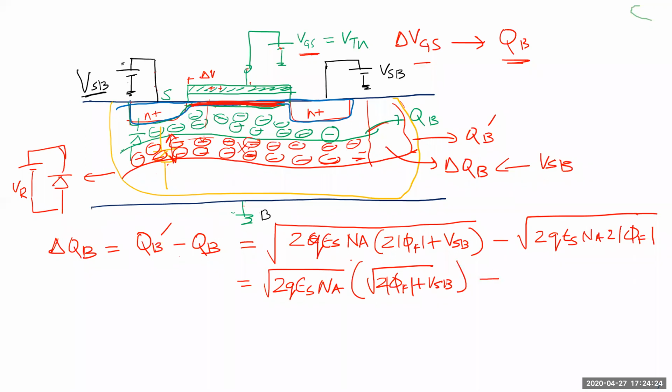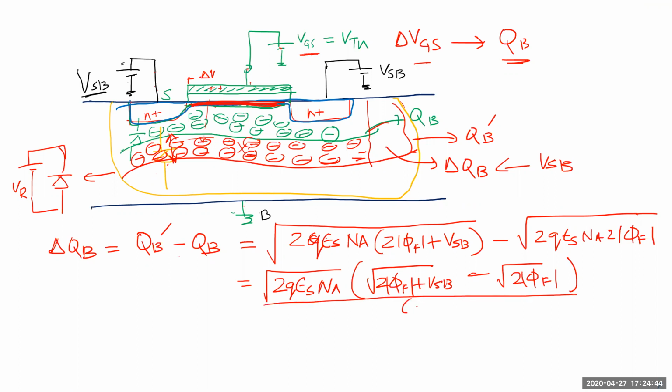minus root of 2 phi F. And if I divide this whole thing by Cox, then that's the extra delta VGS I need for it to go back to that VTN.